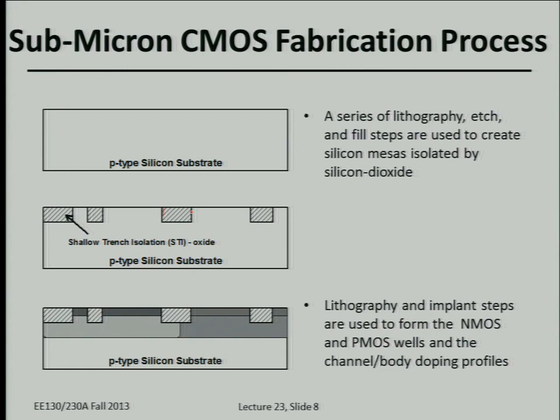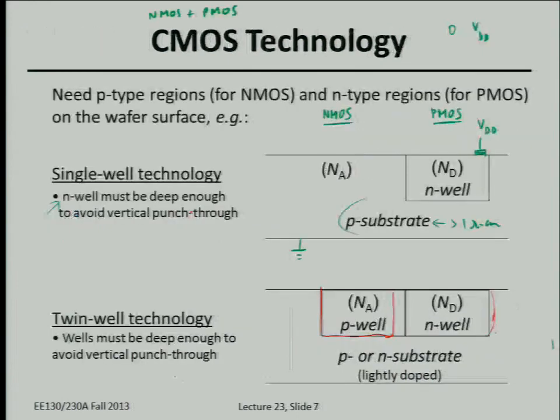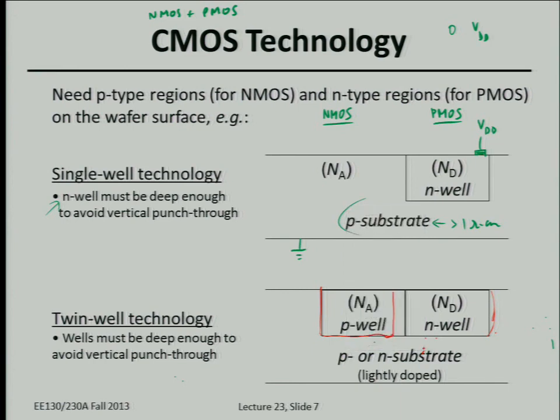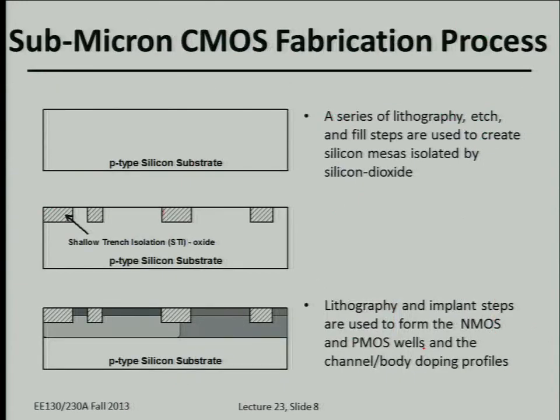Okay, let's explain why that's the case. If you have wells side by side like this, there's going to be a depletion region, right? And so basically, you can't fabricate transistors with those depletion regions there. So you have to space the transistors farther apart to account for the depletion region.